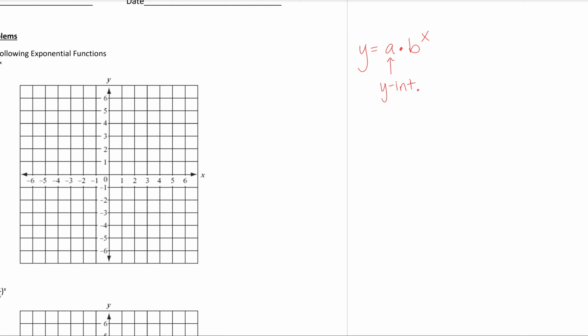B is obviously our base. Okay, but there's a thing. If b is greater than 1, it represents growth. If b is less than 1, then that represents decay. And of course, x there is just our exponent.